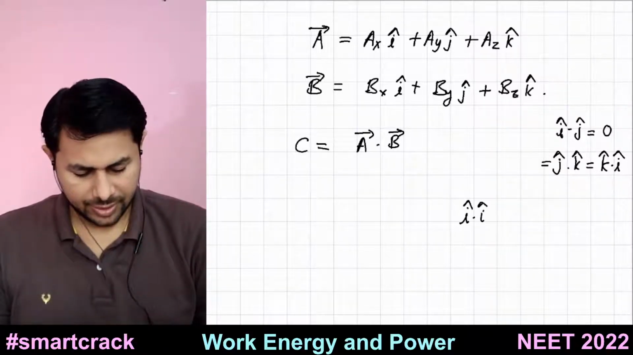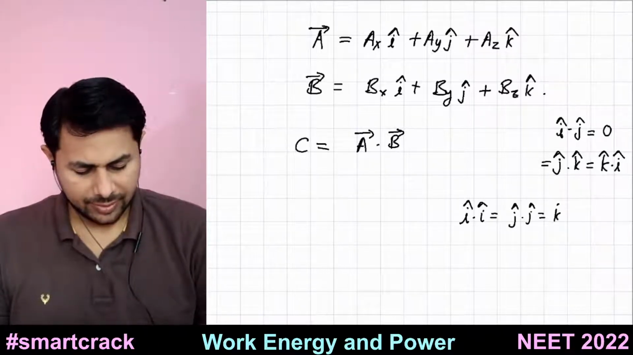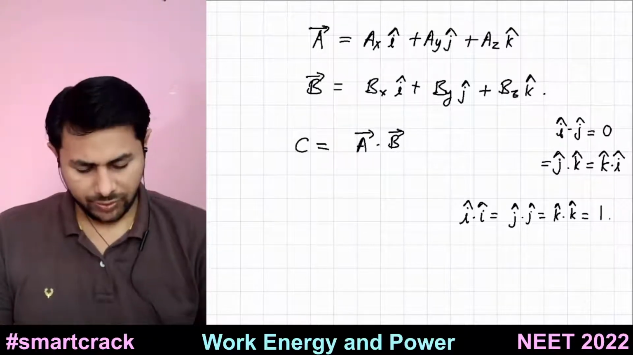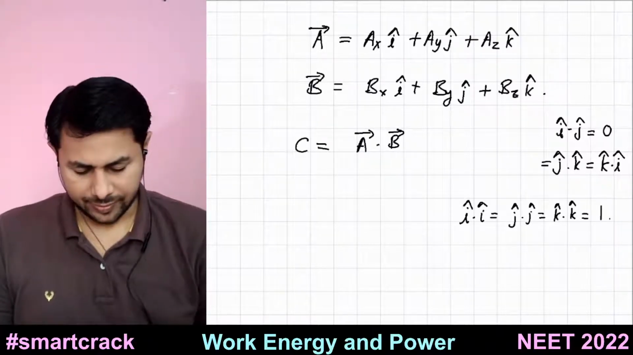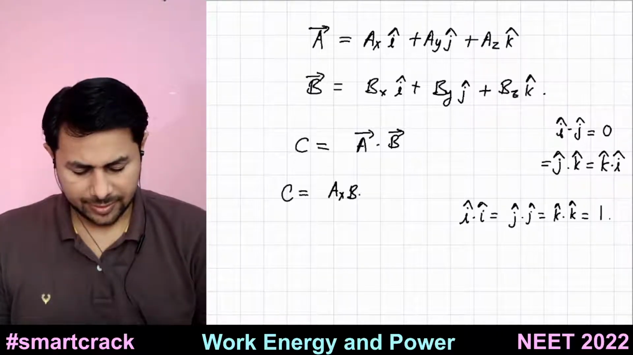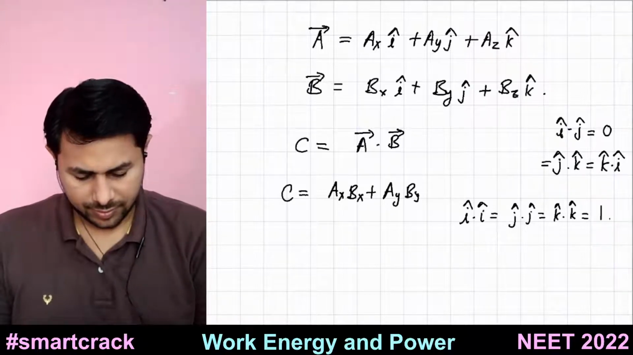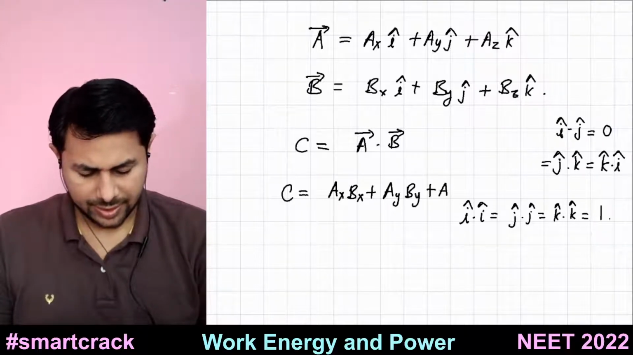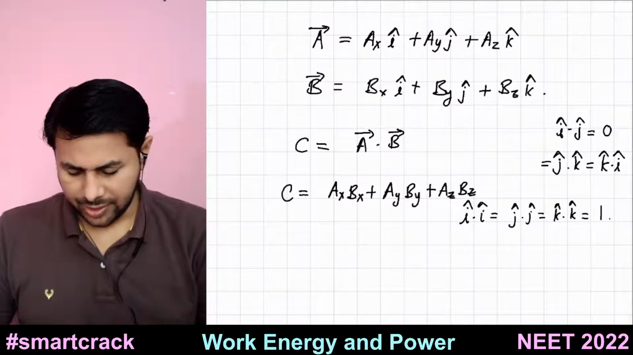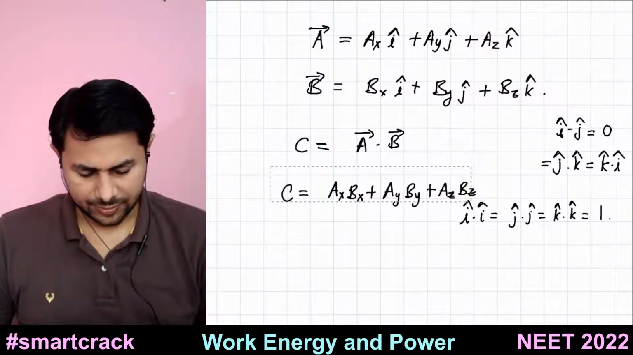dot I cap equals to j cap dot j cap equals to k cap dot k cap, and this is equal to 1. So if we use this, what do we get? We get C equals to ax bx plus ay by plus az bz. All right. So this is the definition of dot product of two vectors.